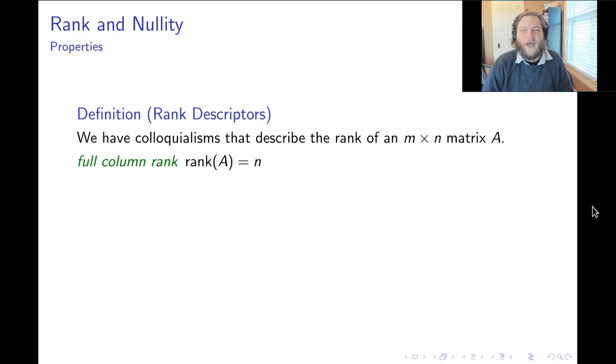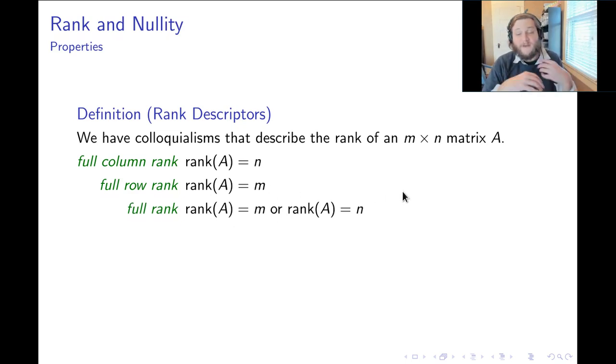We also have some descriptors that we use in colloquial conversation as mathematicians. So the first colloquialism is the term full column rank. When we say that a matrix is full column rank, what we mean is that the rank equals the number of columns. There's also the term full row rank. Full row rank means that the rank is equal to the number of rows.